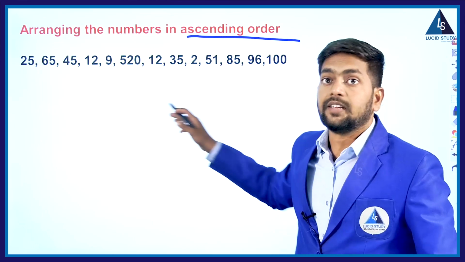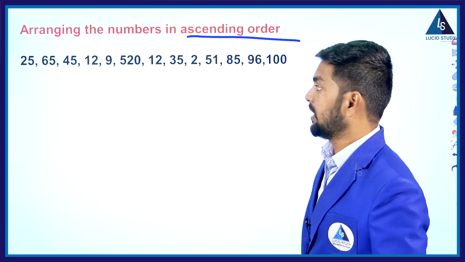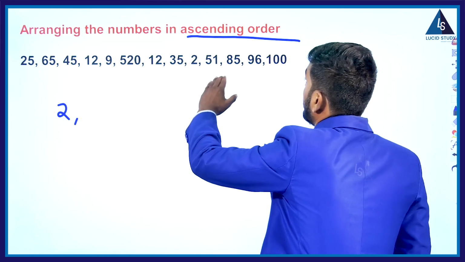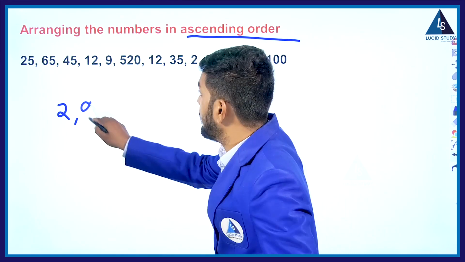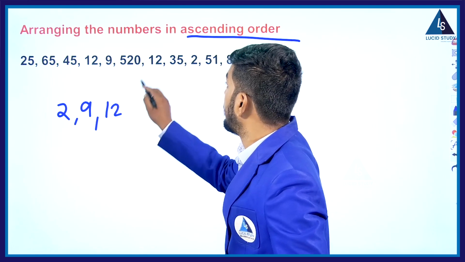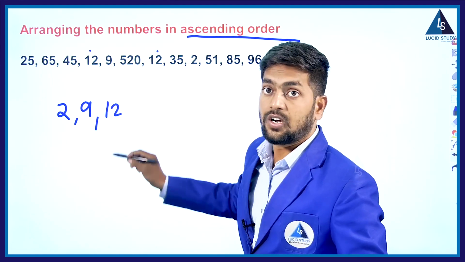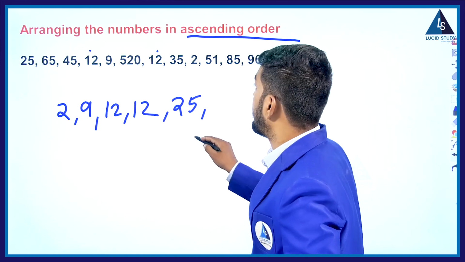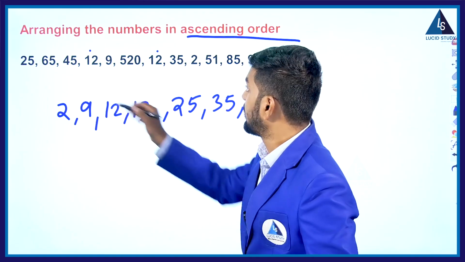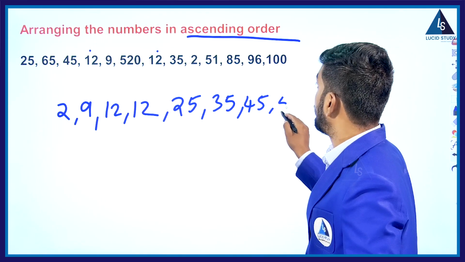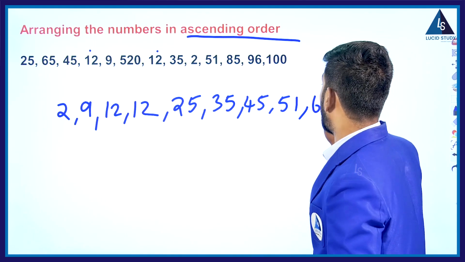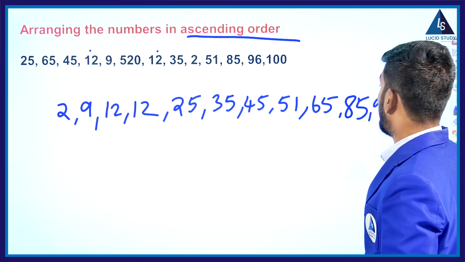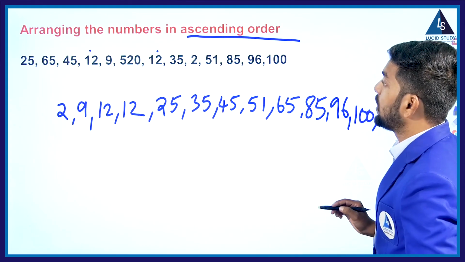See in this, the smallest number is 2. So we have to write 2 first. Then after that we have the number 9. Then 12. Here we are having two 12s, so we can write 12 two times. Then 25. Then we can write 35. Then 45. Then 51. Then 65. Then 85. Then 96. Then 100. Then 520.